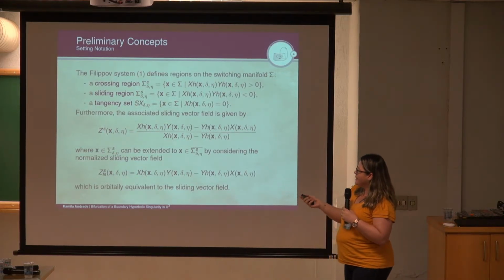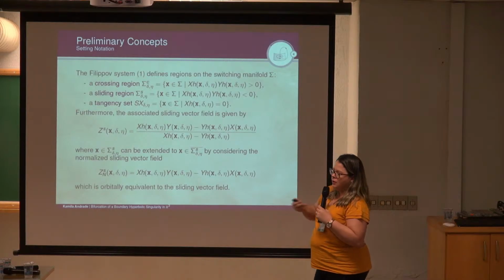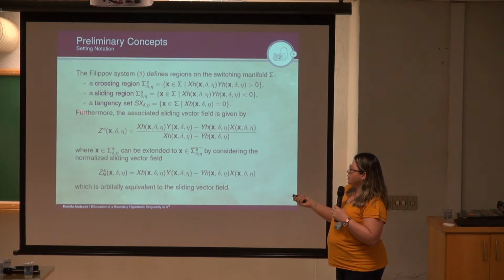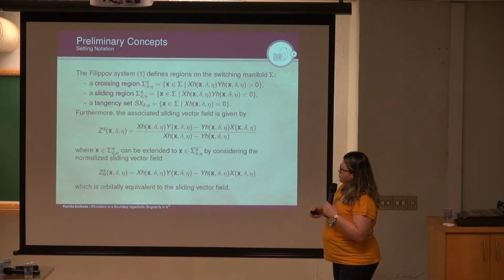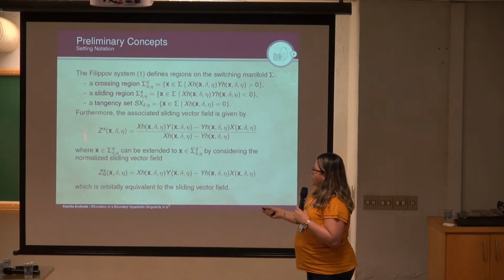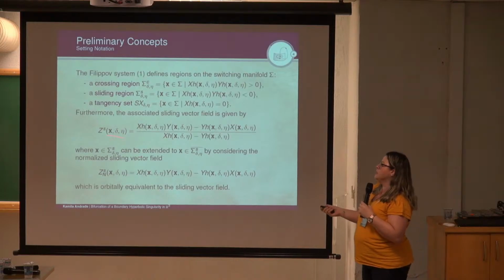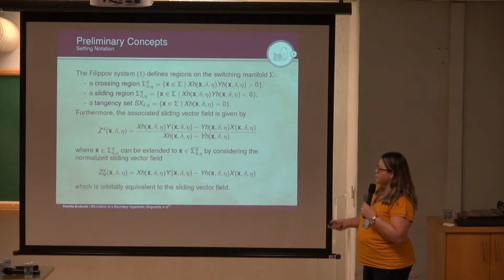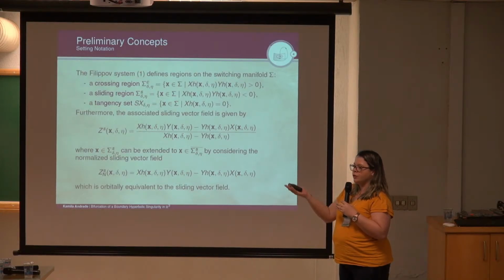And in this case, since we are doing a local analysis, the vector field y is regular, so we have a tangency set that contains only points where the vector field x is tangent to sigma. Furthermore, we are considering zs, the sliding vector field associated to the z vector field that is defined on the sliding region, and this vector field can be extended to the frontier of the sliding region by considering this normalized vector field here, which is orbitally equivalent to this one. So we are considering this in order to extend the sliding vector field to the tangent set.